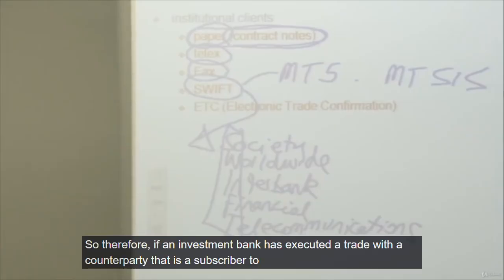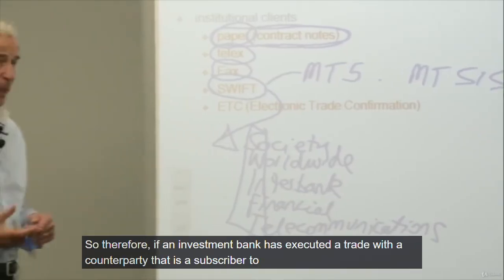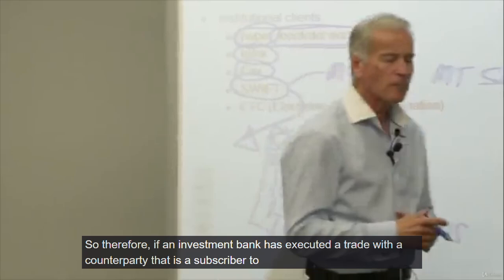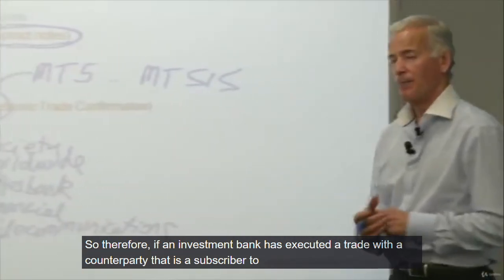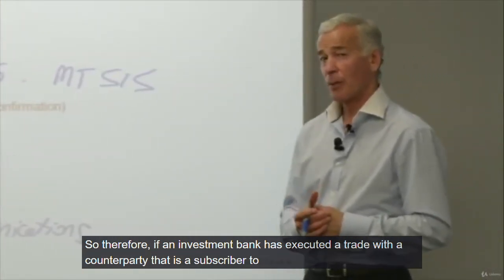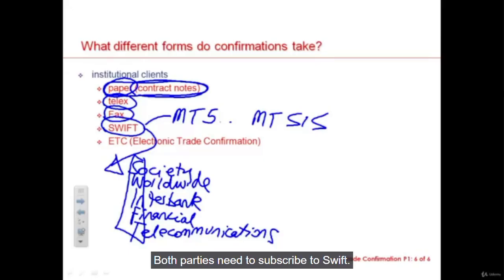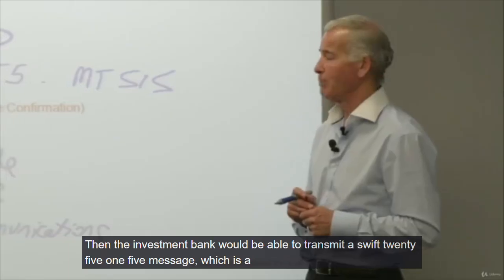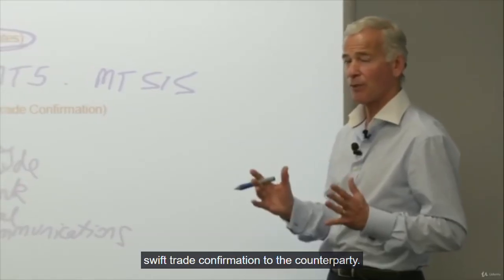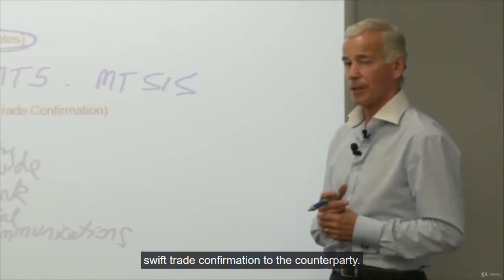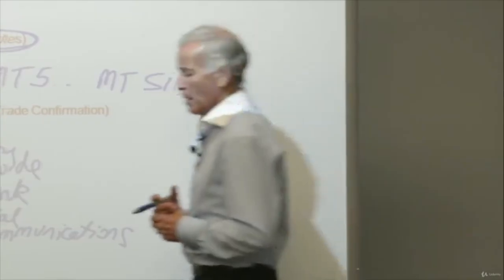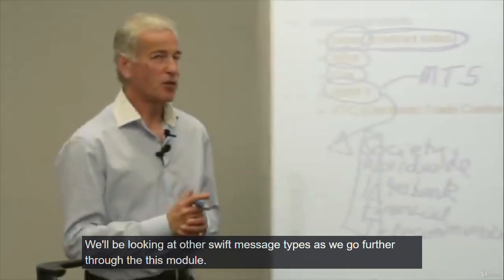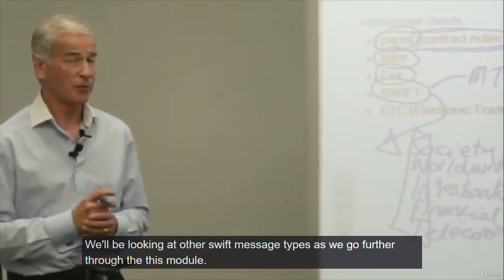So therefore, if an investment bank has executed a trade with a counterparty that is a subscriber to SWIFT. So just to be clear, both parties need to subscribe to SWIFT, therefore it costs money. Then the investment bank would be able to transmit a SWIFT MT515 message, which is a SWIFT trade confirmation, to the counterparty. We'll be looking at other SWIFT message types as we go further through this module.